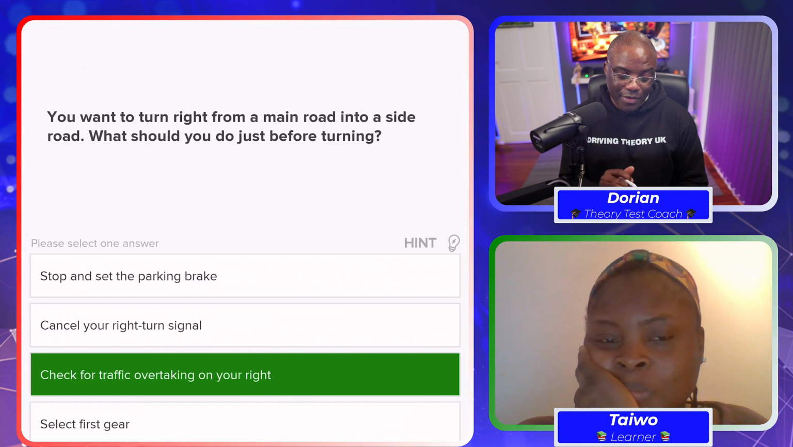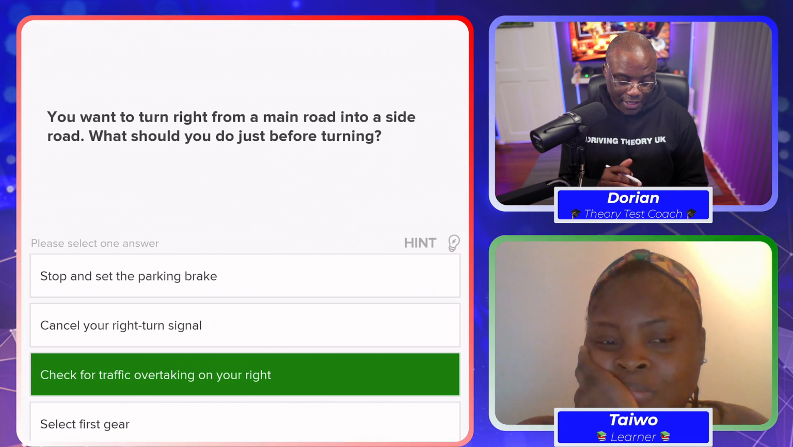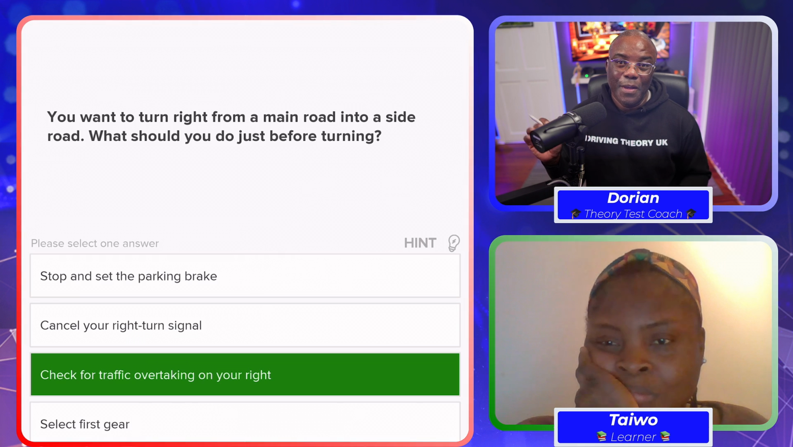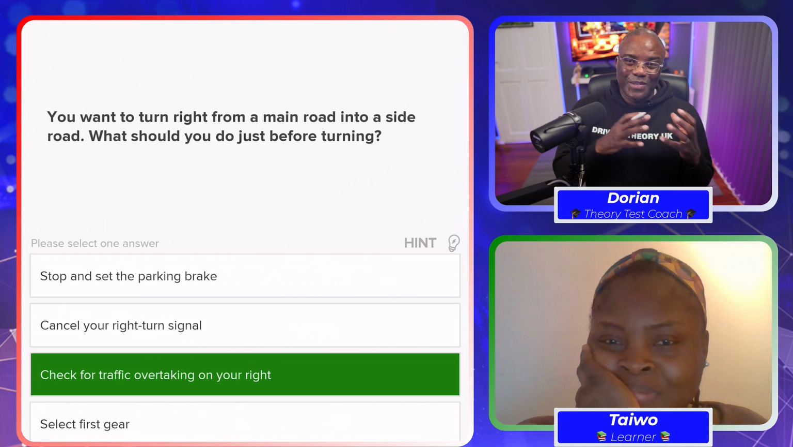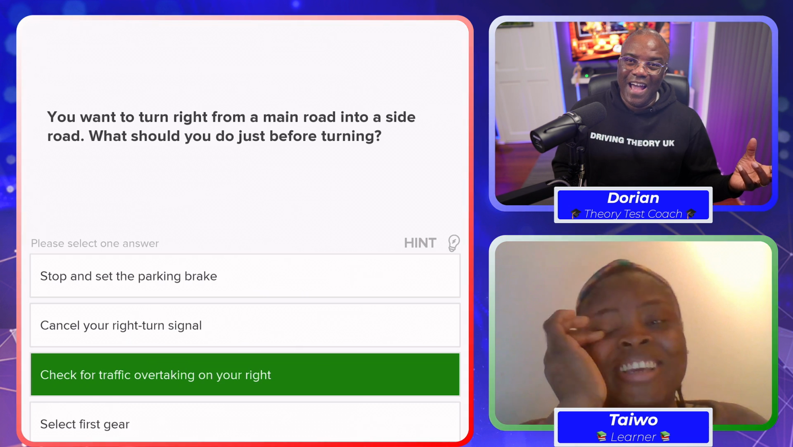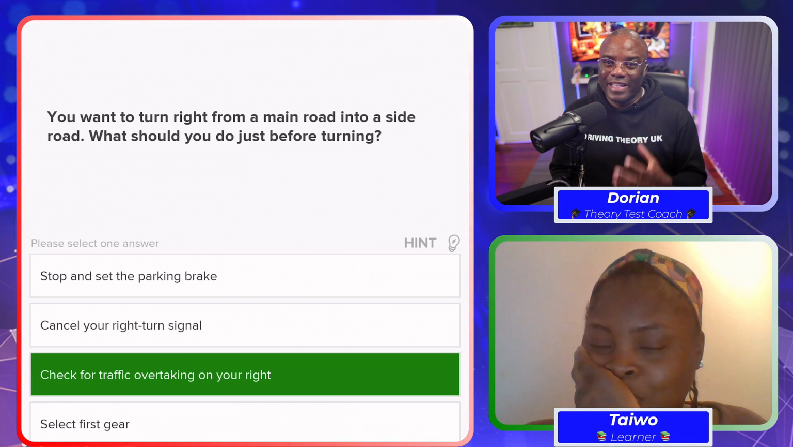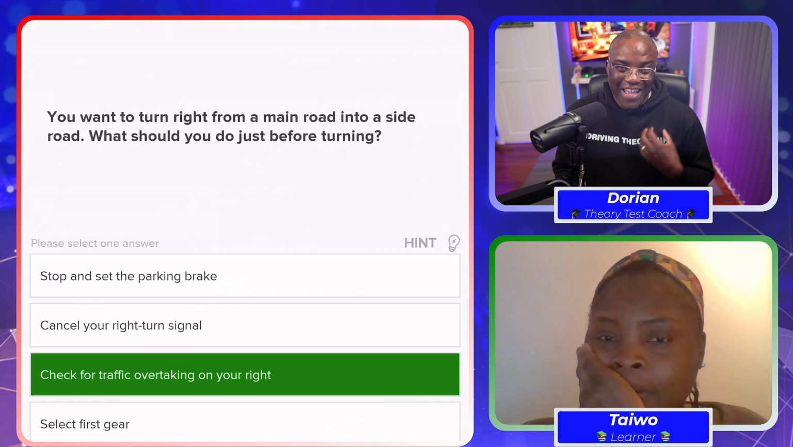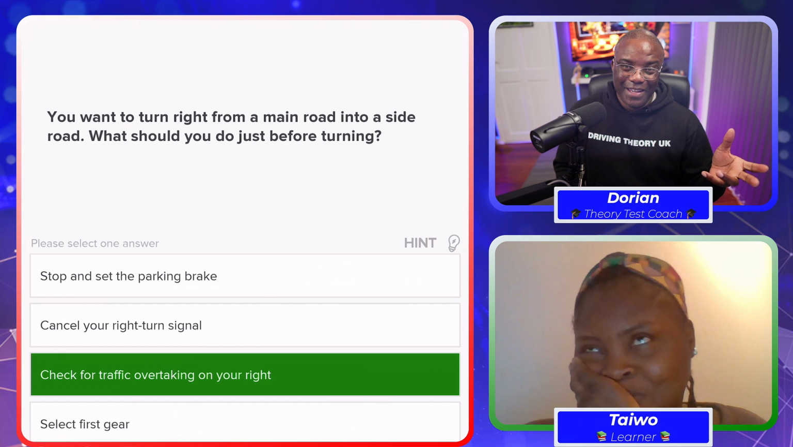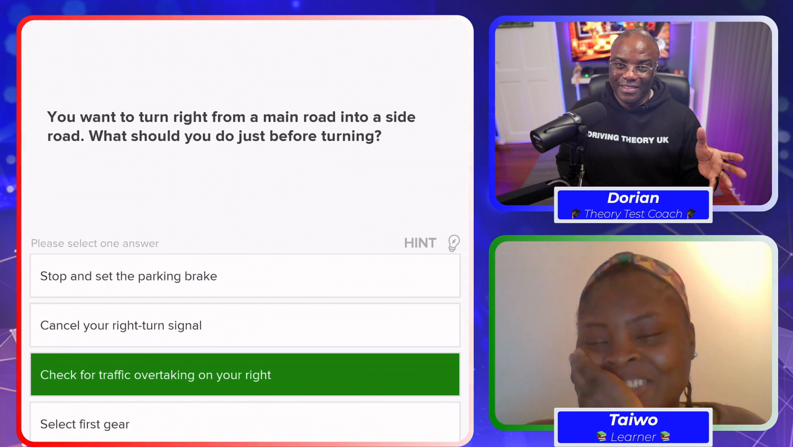You want to turn right from a main road into a side road. What should you do before turning? Check for traffic overtaking on the right. You're 100% correct with the answer. But the wording that got you to the answer was different, because the questions I had before were worded differently. Does that make sense? Again, it suggests you're memorizing it, not directly, but indirectly.